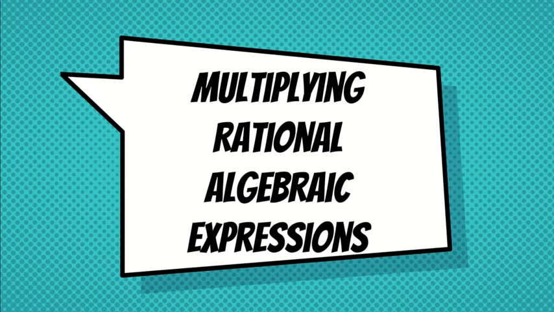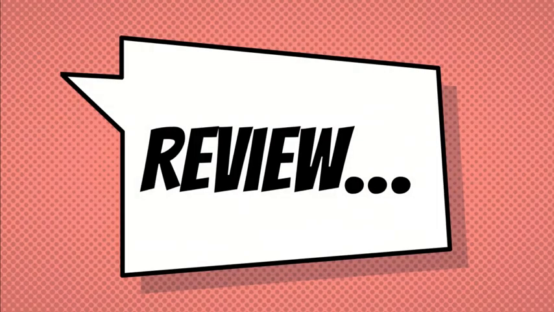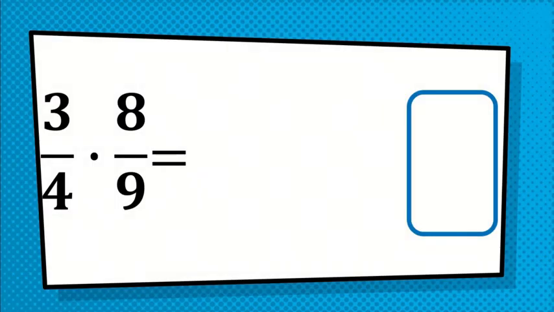For today's topic, we will have multiplying rational algebraic expressions. But first, let us have a short review on how to multiply fractions and recall how to get their lowest term. Lowest term again is the form of fraction in which the numerator and denominator have no common factor except 1. Okay, let's start. Given 3/4 times 8/9.